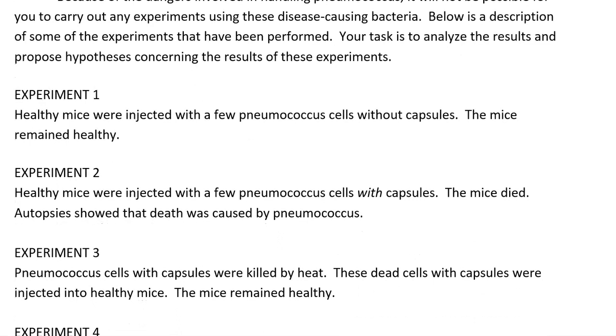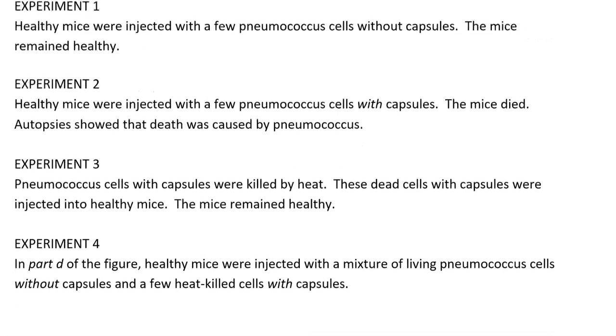Experiment 1: we had healthy mice and they were injected with a few Pneumococcus cells without capsules, and the mice remained healthy. Remember, we said the Pneumococcus cells without capsules do not cause pneumonia. In experiment 2, we did the same thing, only we injected them with Pneumococcus cells with capsules. The mice died, and the autopsies showed that the death was caused by Pneumococcus.